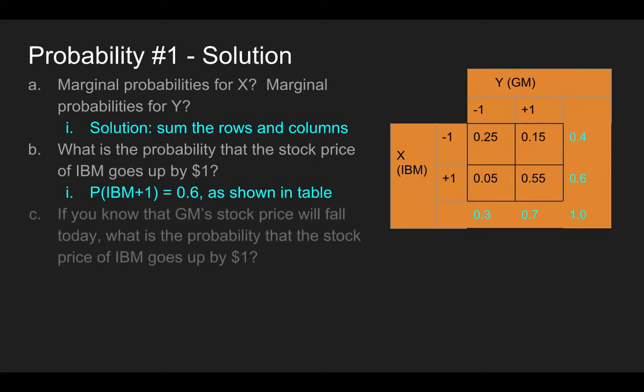And the third question, if you know that GM stock price will fall today, what is the probability that the stock price of IBM goes up by $1? As you would have guessed by now, that's a conditional probability: given y equals -1, what is the probability of x being 1?